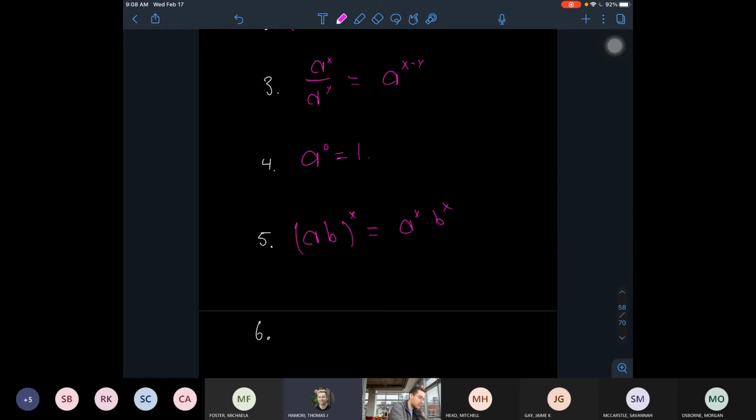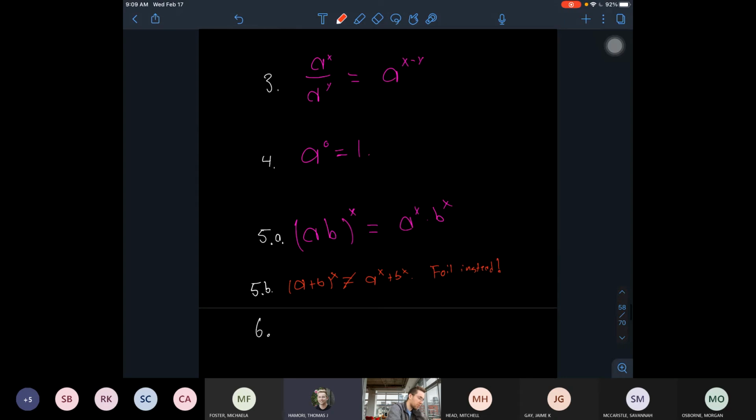I'm going to call that 5a, and I'm going to call 5b a rule that you should just remember as well, which is that the same is not true for things like a plus b to the x. This is not equal to a to the x plus b to the x. Okay, why? We would have to FOIL x times. Okay, so that's 5b.